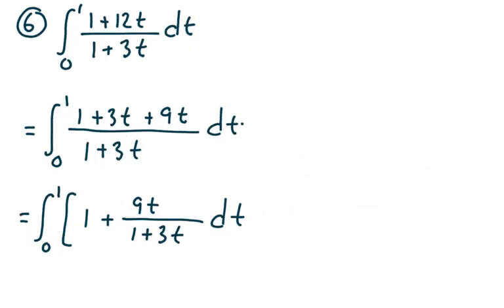On number 6, we have the integral from 0 to 1 of 1 plus 12t over 1 plus 3t dt. Now, there's a slick way that you can do this. Notice that 12t is equal to 3t plus 9t. So I'm going to write this as the integral from 0 to 1 of 1 plus 3t plus 9t divided by 1 plus 3t dt. And then I split the fraction. And so this is the integral from 0 to 1 of 1 plus 9t divided by 1 plus 3t dt.